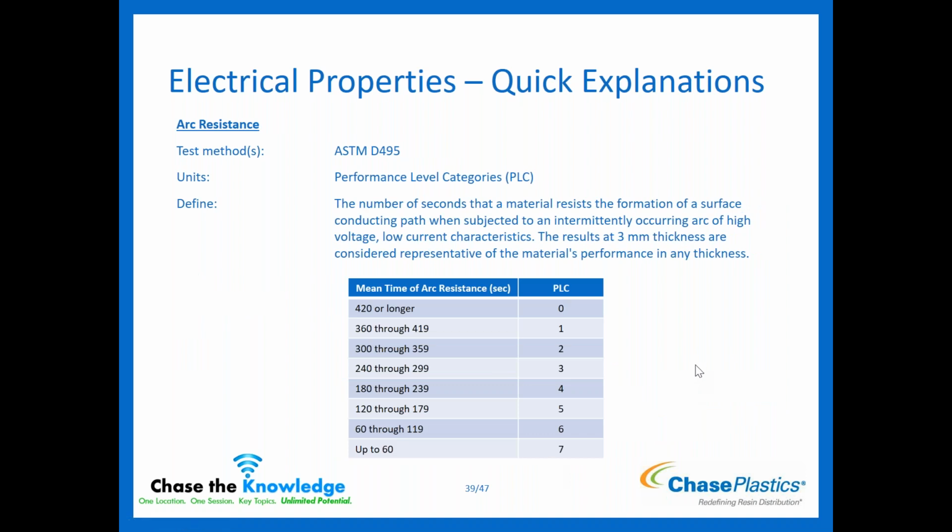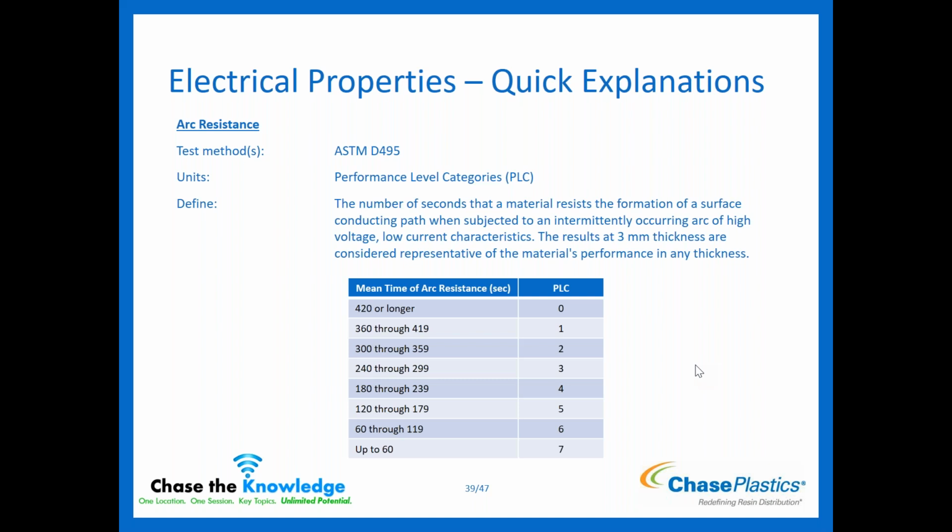The one thing I did want to bring up on this one particularly is going to be the PLC, your performance level categories. This is something that you'll see a lot if you're looking at a UL yellow card. You'll see PLC of 0, 1, 2, 3, whatever have you. So really what that takes is, instead of having, in this particular case for arc resistance, instead of spelling out the exact second or second range you'd like it to be in, you can just give it a simple number, 0 through 7.